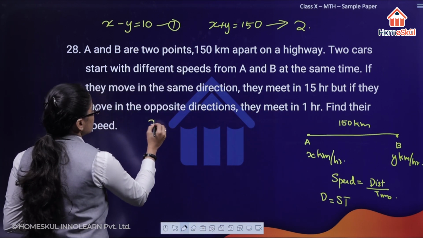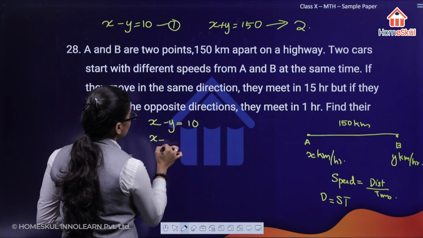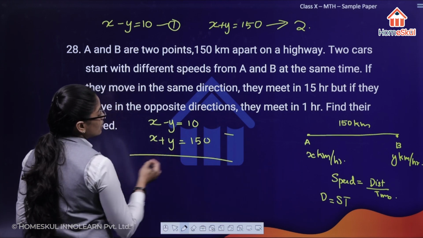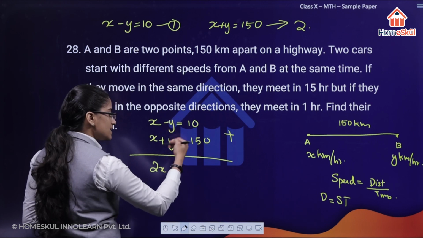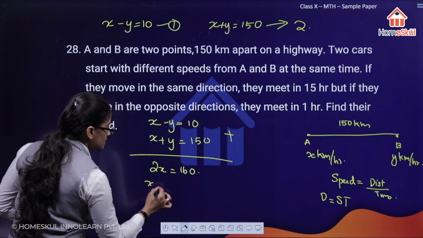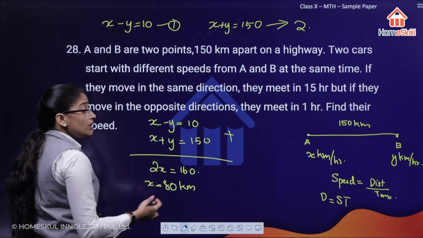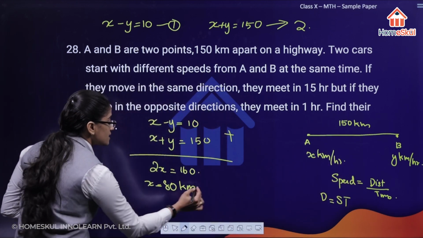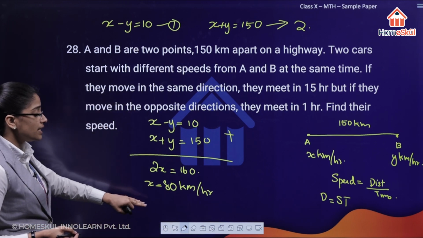Okay, so the first equation is x minus y is equal to 10. The second equation is x plus y is equal to 150. On adding, we will get 2x is equal to, minus y plus y is 0, 10 plus 150 is 160. That is x is equal to 160 by 2, that is 80. x is the speed of the car traveling from point A, right, that is x kilometer per hour.